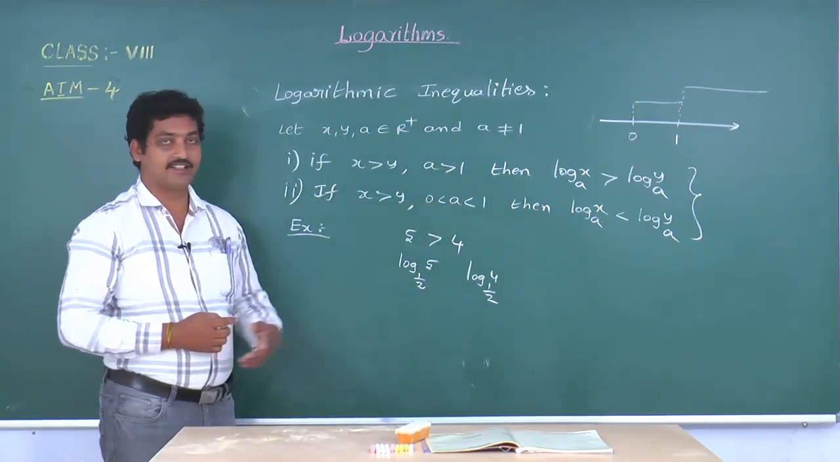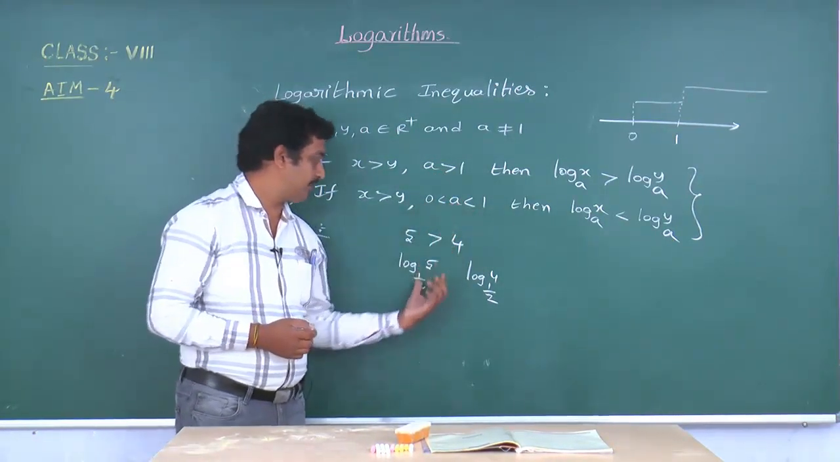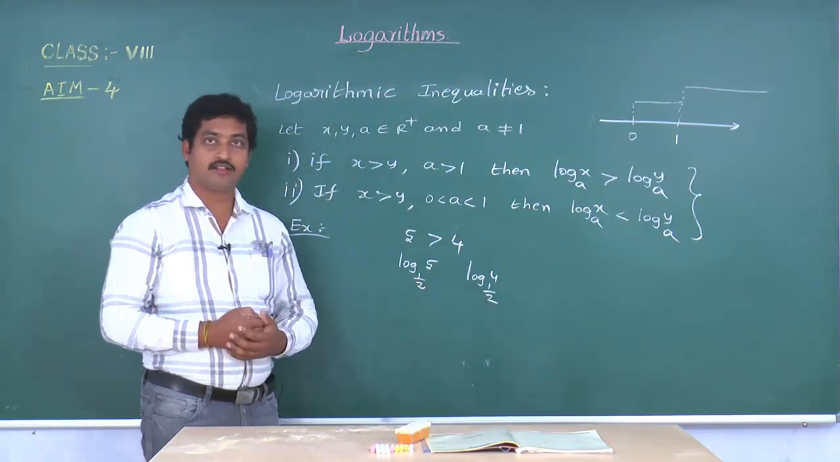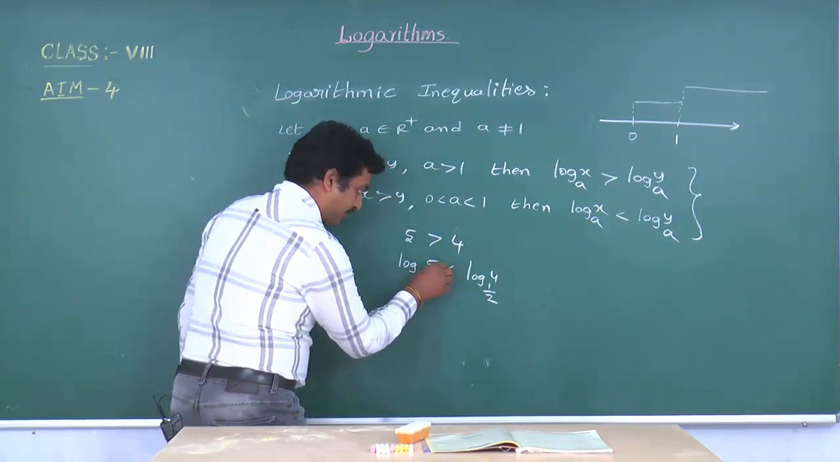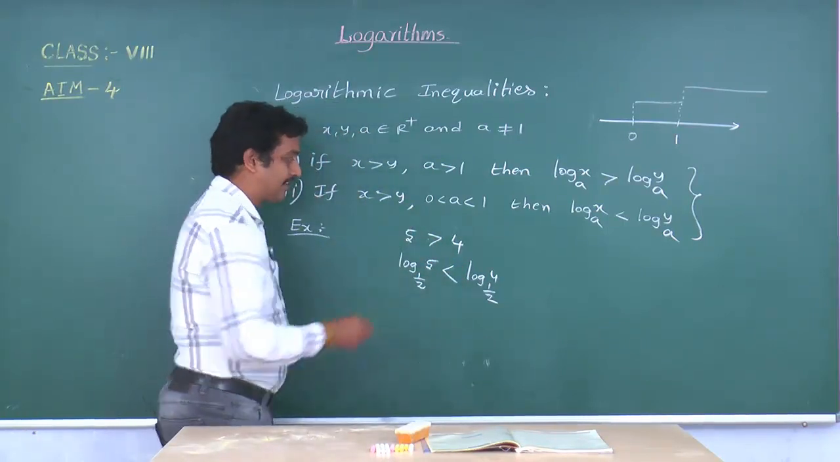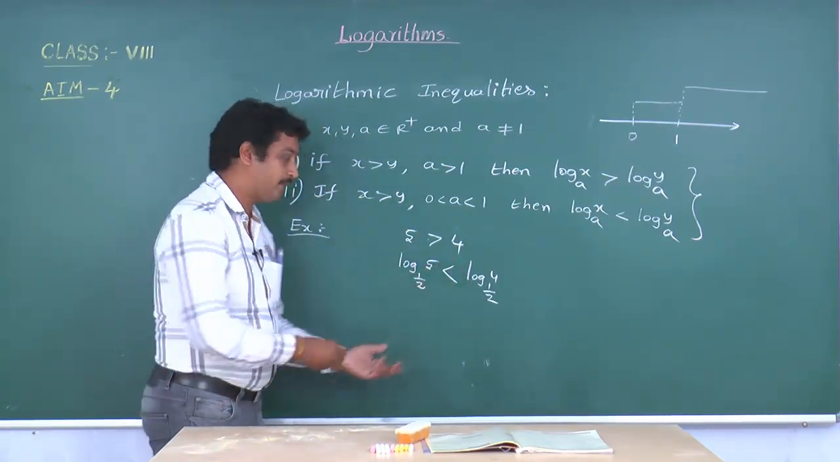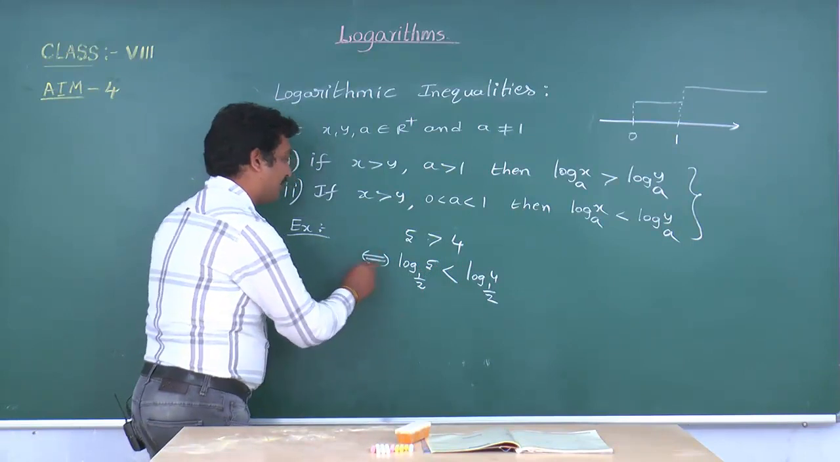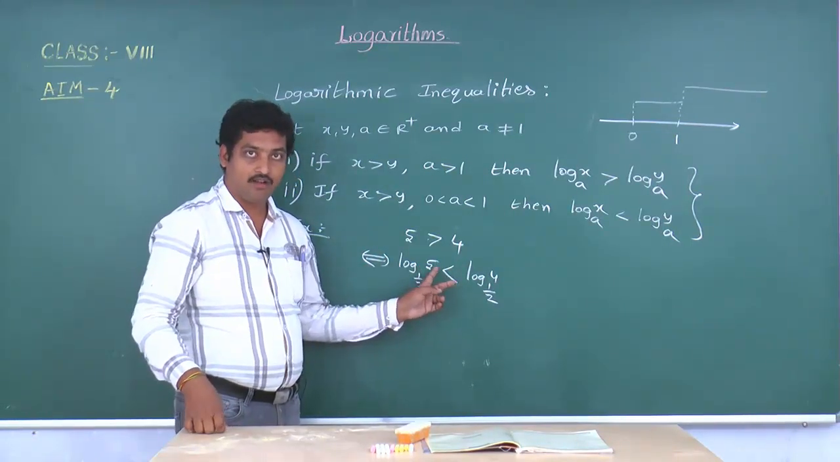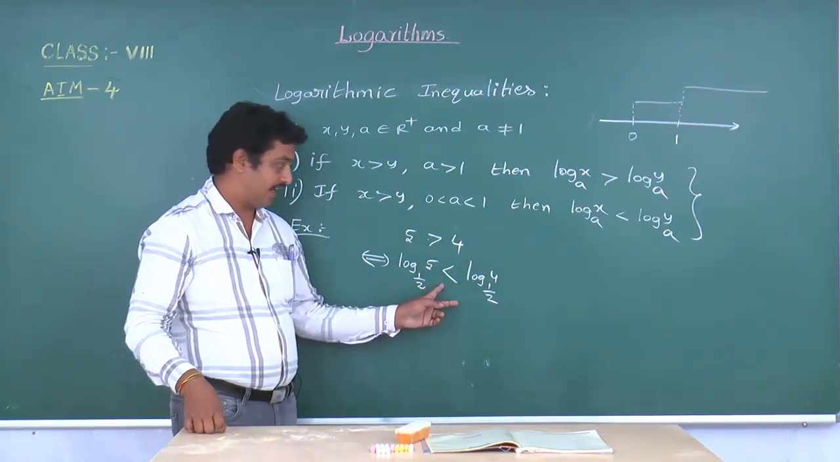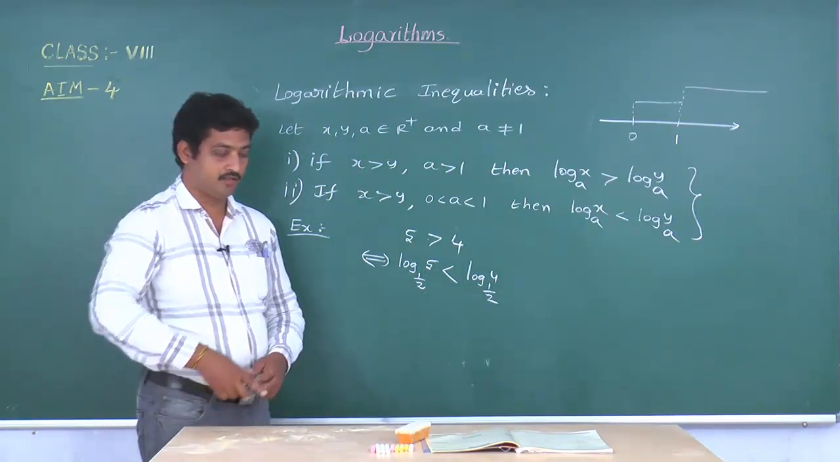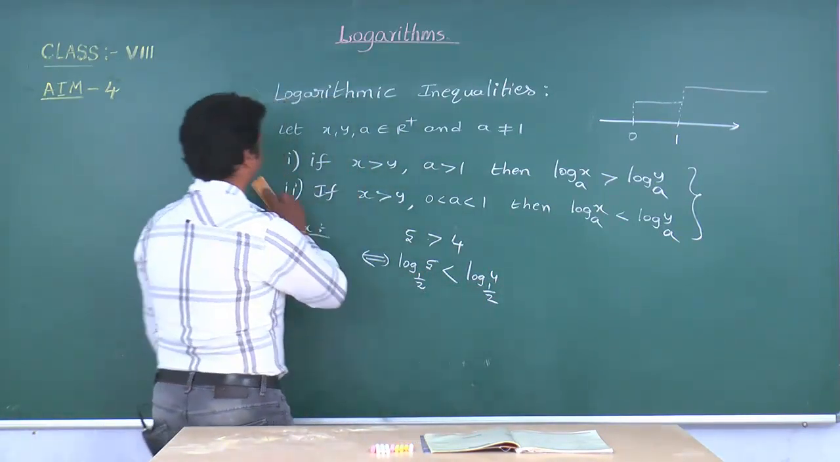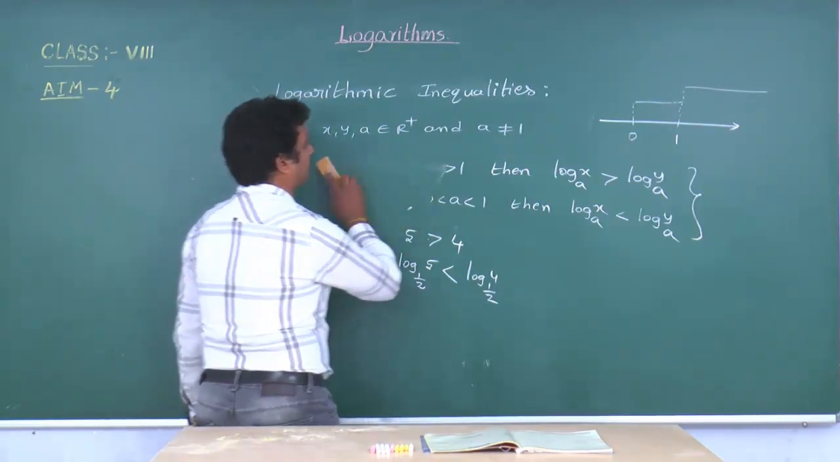Using the second result, because here the base lies between 0 and 1, that's why the symbol will be changed. Here greater than is there, now the inequality will be changed as less than. Log 5 to the base 1 by 2 is less than log 4 to the base 1 by 2. Is it clear, children? Now come to the proof of these results.